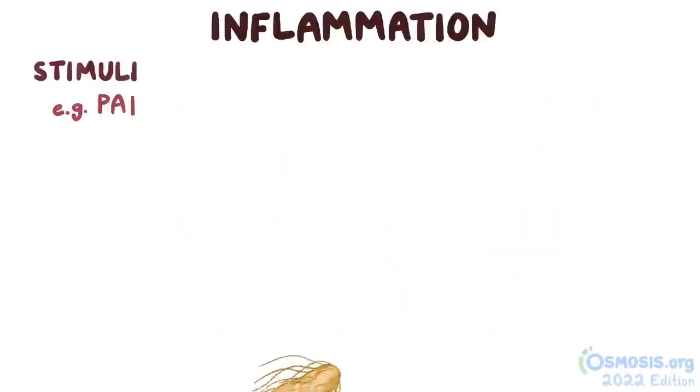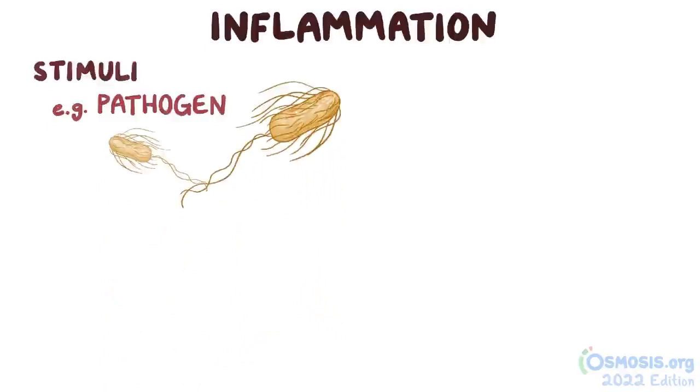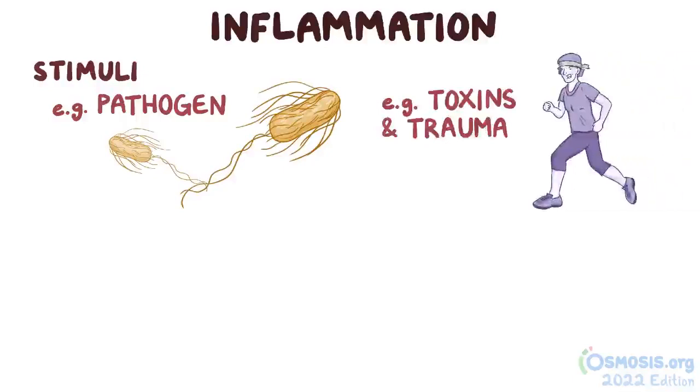Alright, so inflammation usually starts with some stimuli, like a pathogen. Now, even though pathogens are a common cause of infection which can lead to inflammation, inflammation can be caused by other things as well, like toxins and trauma. For example, after an intense workout, your muscles might feel sore. That's due to inflammation trying to repair your overused muscle fibers.